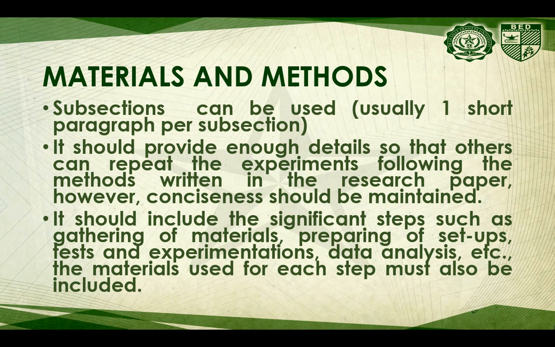Materials and methods. Subsections can be used, usually one short paragraph per subsection. It should provide enough details so that others can repeat the experiments following the methods written in the research paper. However, conciseness should be maintained. It should include the significant steps such as gathering of materials, preparing of setups, tests and experimentations, data analysis, etc. The materials used for each step must also be included.